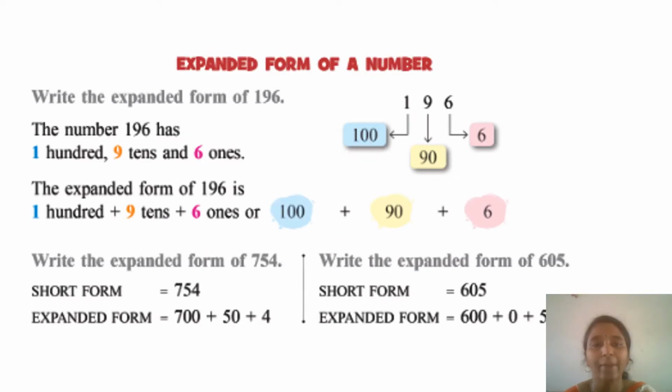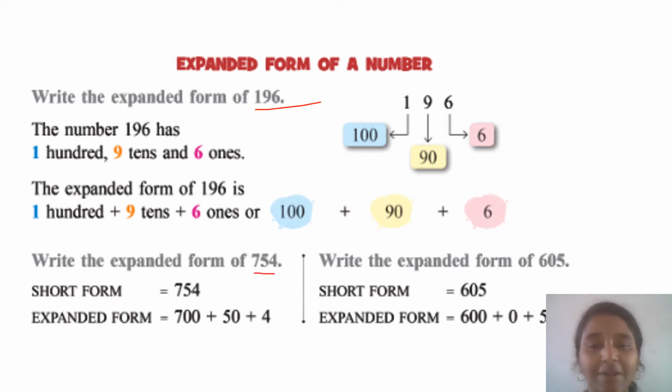We are going to learn about the expanded form of a number. What is the expanded form of a number? See here, 196 is given. How will you write this? See what I wrote. 196 can be written as 100 and 90 and 6. If you add all this, 100 plus 90 plus 6, the answer will be 196. Like that only you write the expanded forms of numbers.